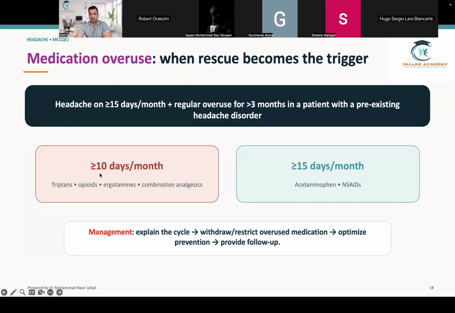Medication overuse, remember, over 10 days per month for triptan, opioid, ergotamine, or combination. So if it is a combination, like 2 or 3 medications, for more than 10 days per month, and regular use for over 3 months, it is medication overuse or rebound headache. If it is one medication, either acetaminophen or non-steroid, for more than 15 days per month. Management: explain the cycle, withdrawal, restrict overuse medication, optimize prevention, provide follow-up.